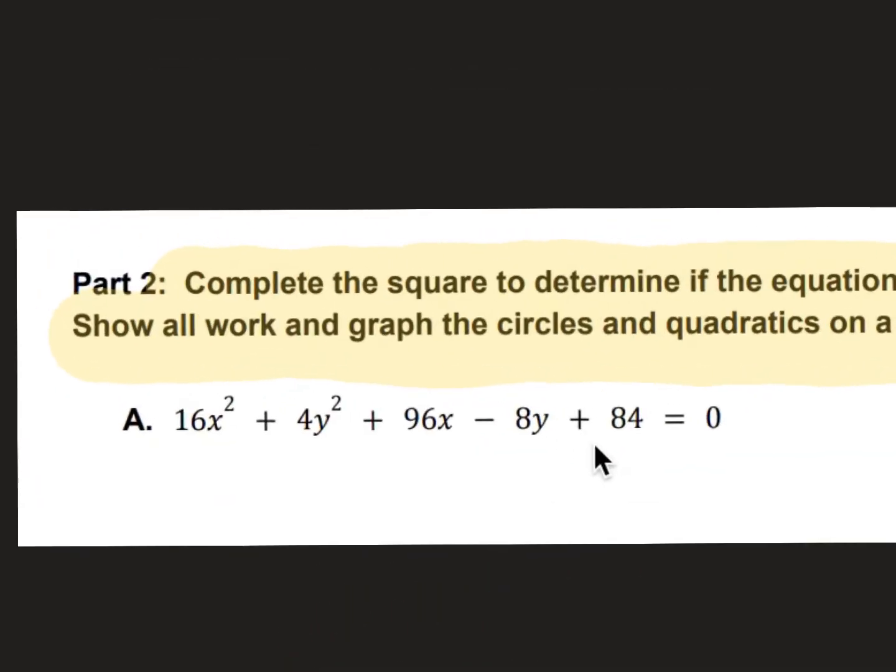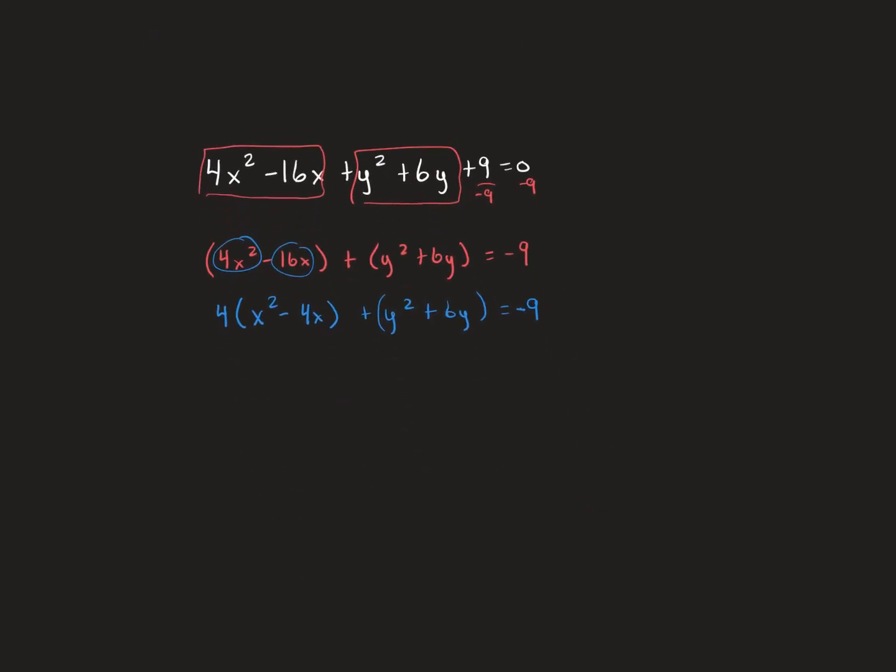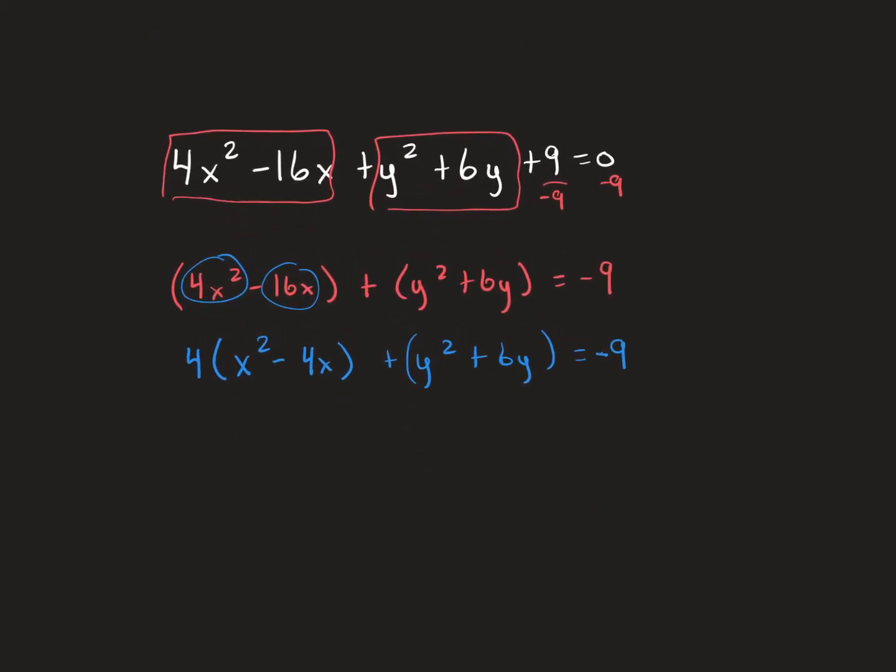It says, complete the square. So I'm at a point now where I'm ready to complete the square. To complete the square, I have to put a space here and a space here to do it. And so I've got 4 times x squared minus 4x, leave a space, plus y squared plus 6y in parentheses, leave a space, equals negative 9.